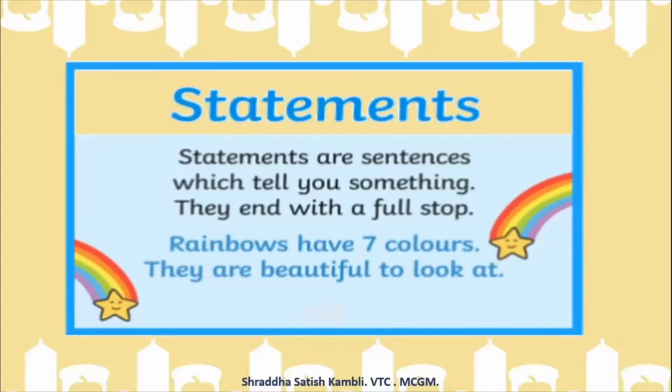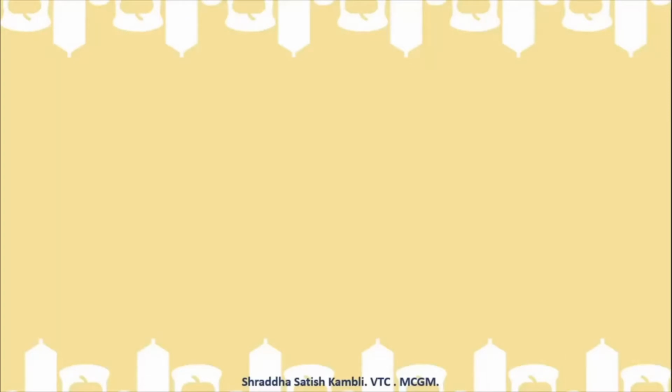Rainbows have 7 colors. They are beautiful to look at. So see, we have two statements here giving us information about a rainbow. So rainbows have got how many colors? 7 colors, and they are also very, very beautiful to look at. Okay, children, so these are all examples of statements, and we also looked at some easy meanings of statements. Moving on, let us go to our next point.